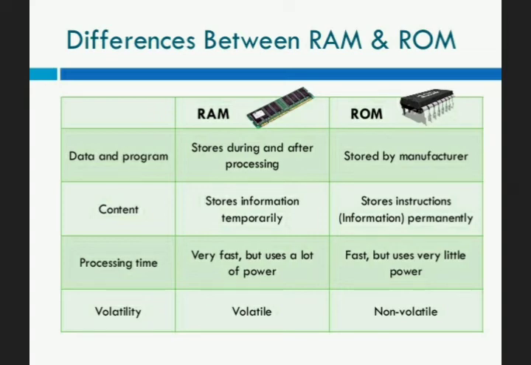RAM stores data during and after processing, and ROM is given directly by the manufacturer because it is needed for restarting or booting the system. RAM stores temporary information, but ROM stores permanent information. RAM is very fast but uses a lot of power, but ROM uses less power. And the data present on the RAM is volatile, meaning it may be erased if the power is switched off, and the data present on the ROM is non-volatile, meaning it is permanent information.